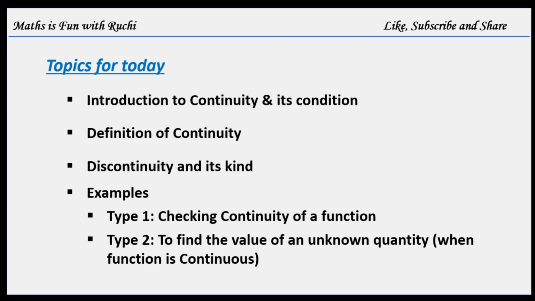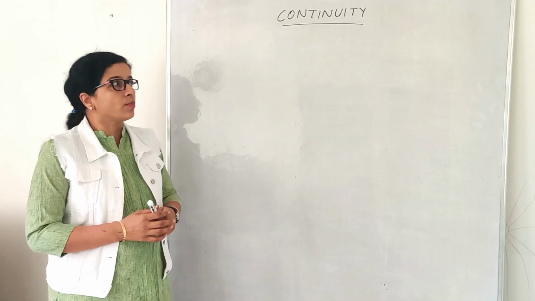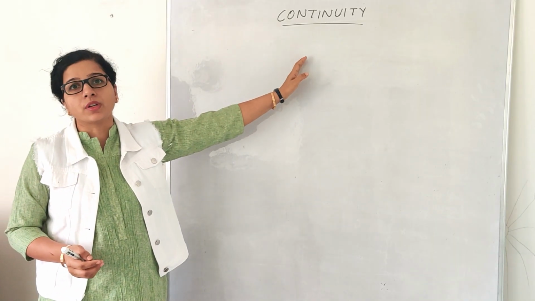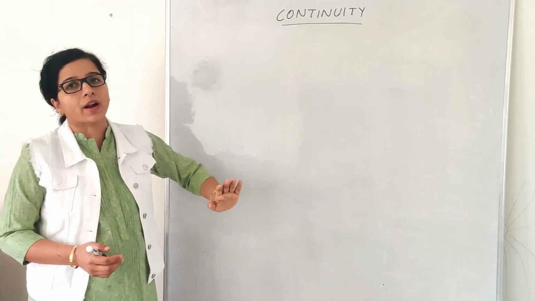There are two types of examples. One is checking the continuity of a function, and second is to find the value of an unknown quantity when the function is continuous. So before discussing the continuity of functions, let us see some graphs.